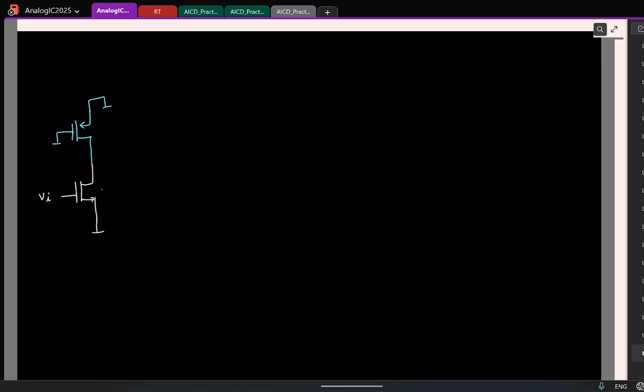So if I call this say M2 and M4, what is the gain here? What is the gain? Minus GM of which transistor times the output resistance. What is the output resistance here? R0 of M4 parallel to R0 of M2. Is that clear?